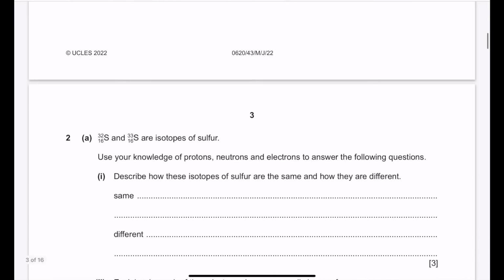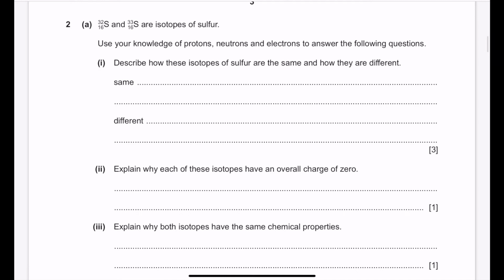Okay, Q2, given with this element symbol, you are asked to answer in terms of protons, neutrons, and electrons. So how are isotopes the same and different? Remember, isotopes are the same because they have the same numbers of protons and electrons. They are different because of the different numbers of neutrons.